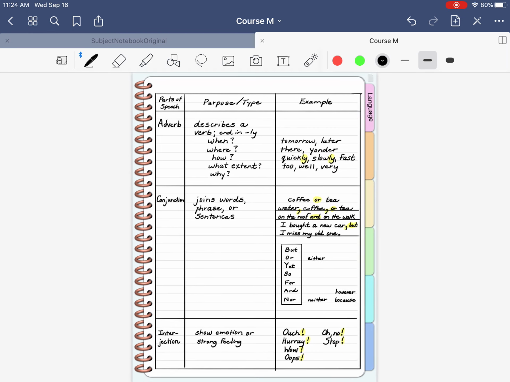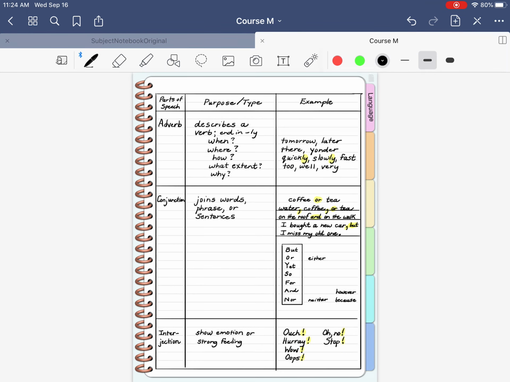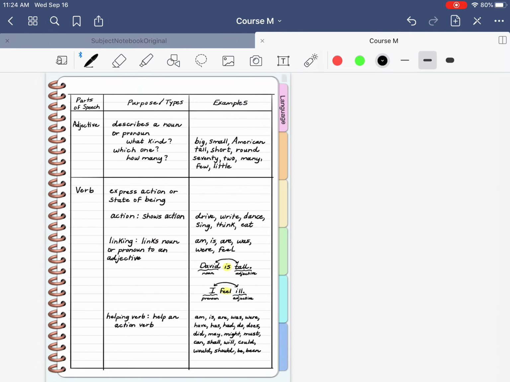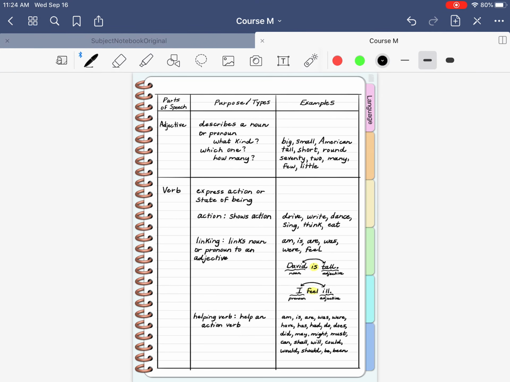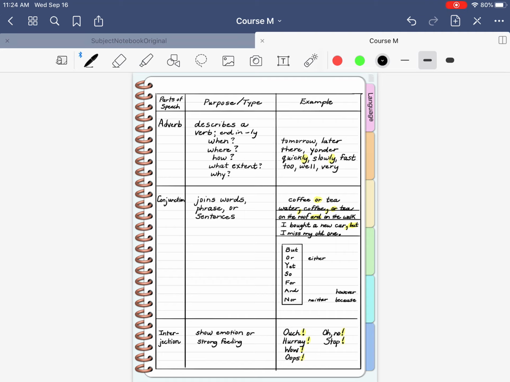Okay, I am to the end of the page, so I'll stop the video. I believe we have one more part of speech. Let me count them. We've done nouns, pronouns, and adjectives, verbs, and adverbs. Yes, we have one more, and that's the preposition. So I'll show you that one in the next clip.